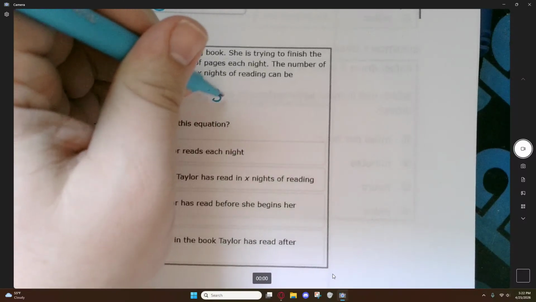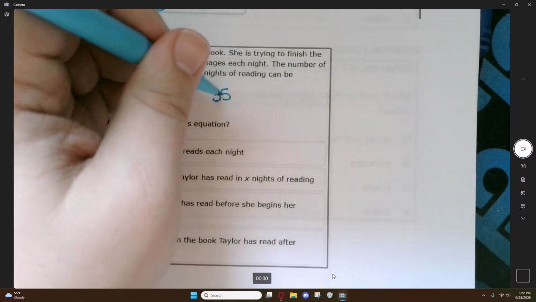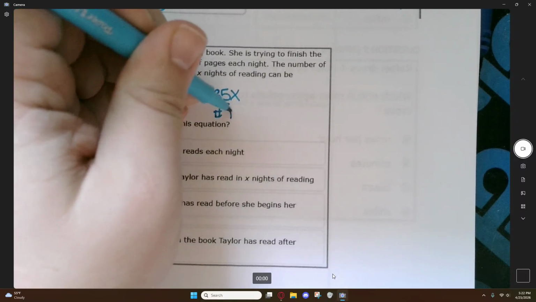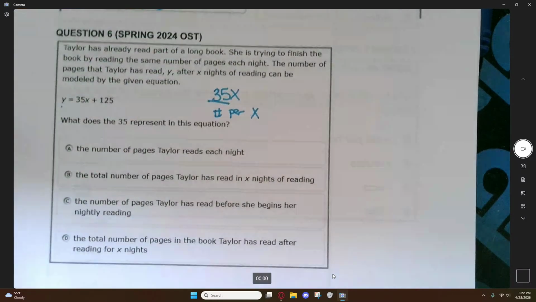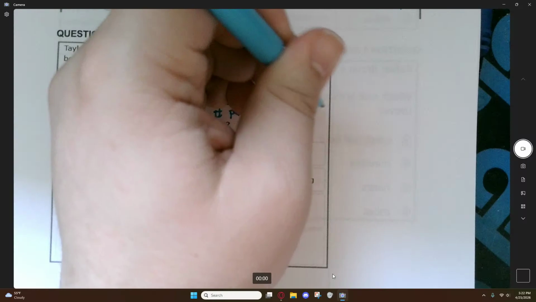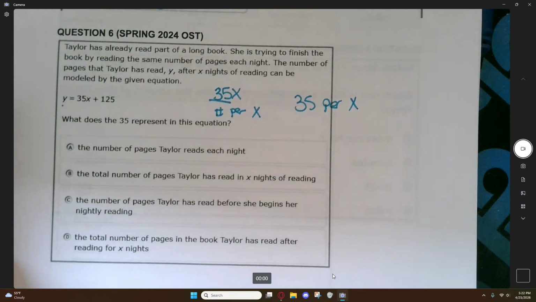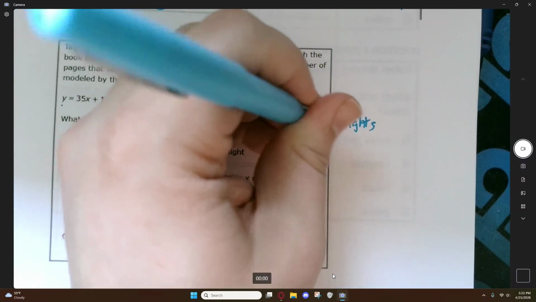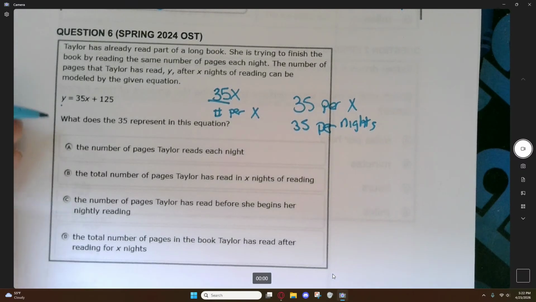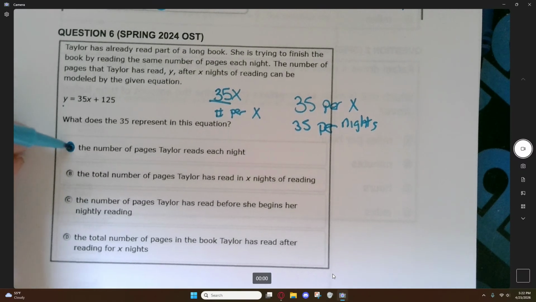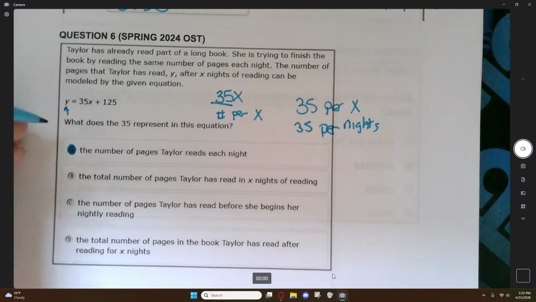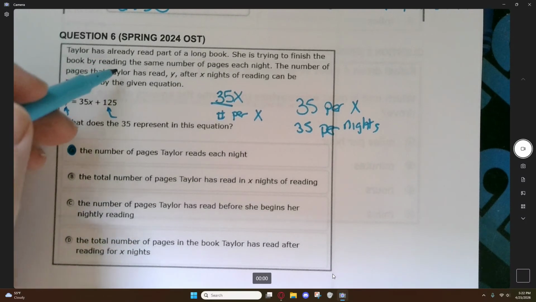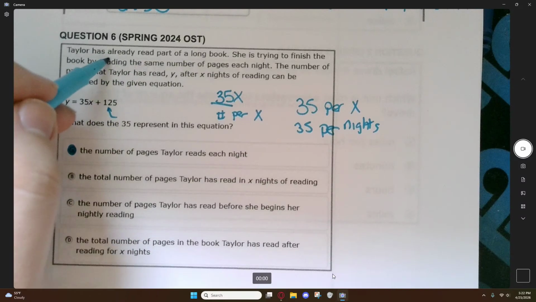So whenever you see something in front of an x, I want you to read it as number per x. So this is 35 per x. What is x? Nights. So this is 35 per night. So this would be the number of pages that Taylor reads each night. y represents the total number of pages that they've read. 125 represents the 125 pages that they've already read.